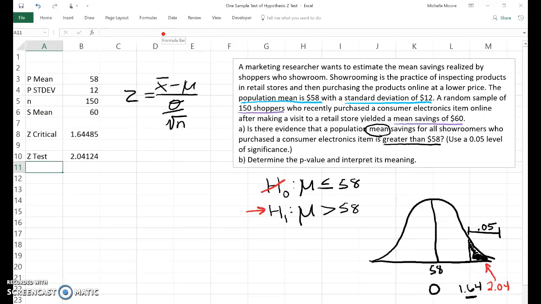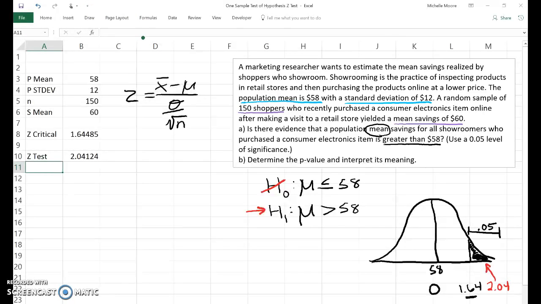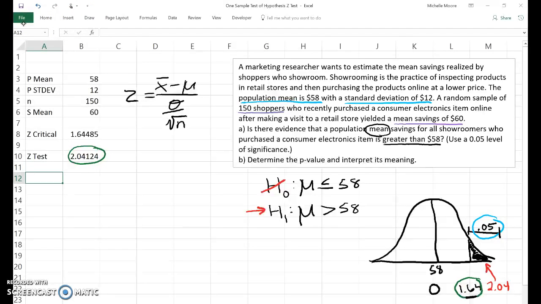That was part 1. Now in part B, we need to determine what the p-value was, or is. So let me just give you an association here really quick. Our z-test right here, the 2.04, is associated with the 1.64. That helps us determine whether or not we're going to fail to reject the null or reject the null. So 2.04 goes with 1.64. Now when we deal with the p-value, we do the same thing, except that we associate the p-value with 0.05, whatever our alpha is.